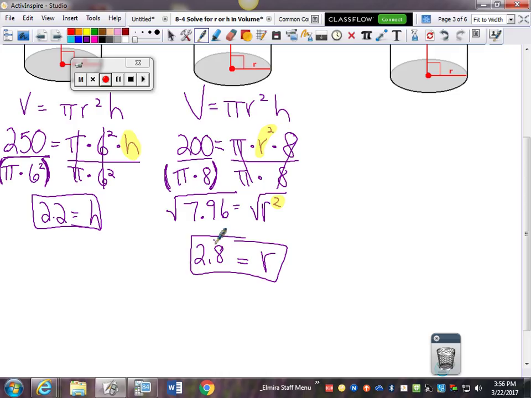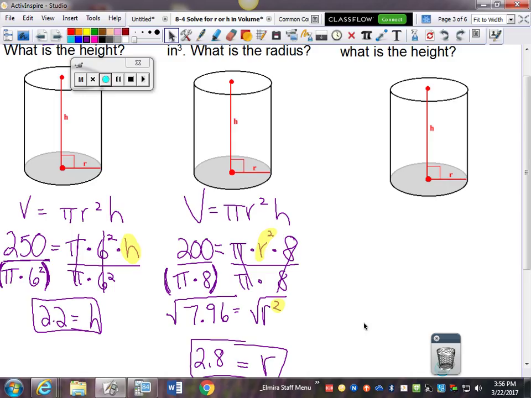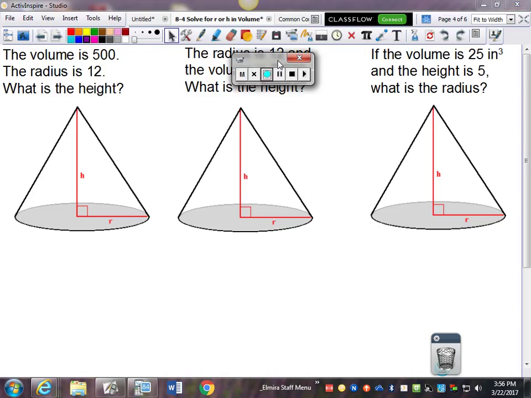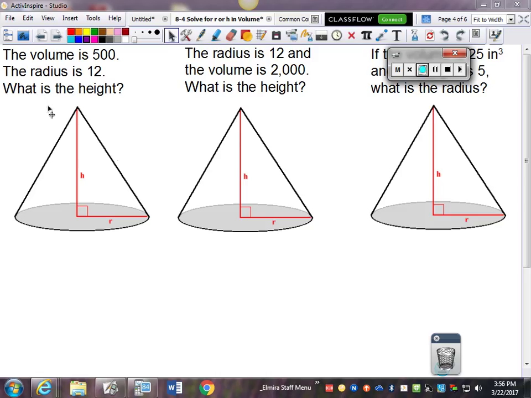Okay, so those are cylinders. There's another example, but if you are still uncertain, instead of looking at a third example, just rewatch these two. Okay, the next part is cones, excuse me.